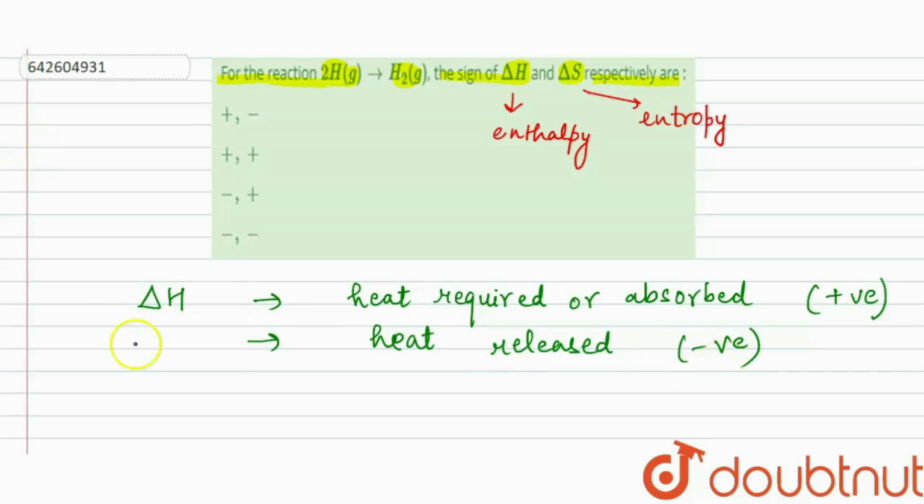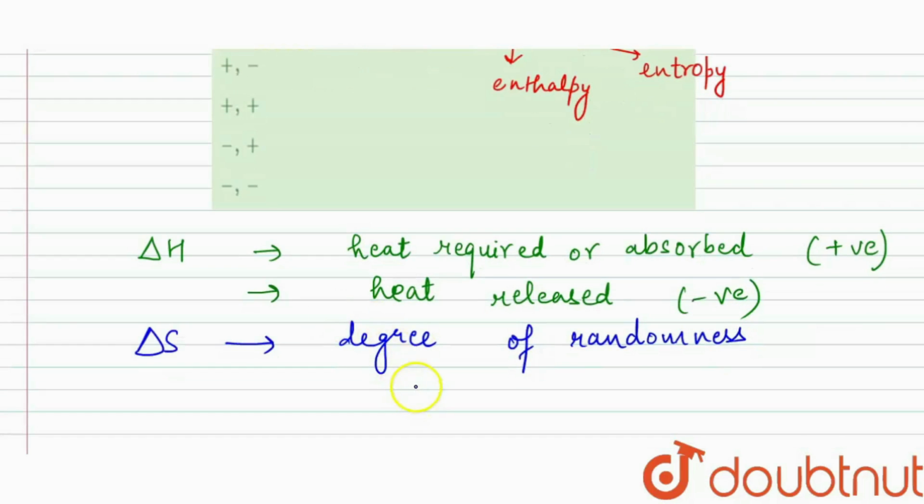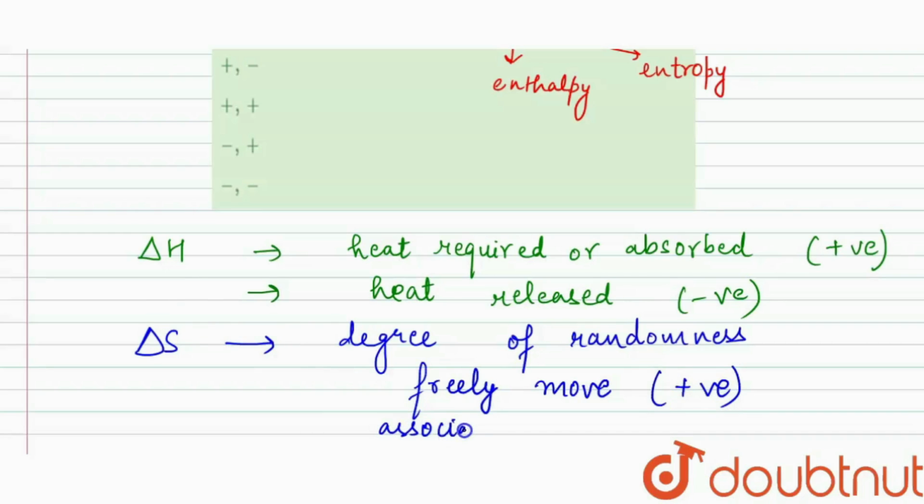Now if we talk about delta S, it is our entropy, it means the degree of randomness. Now what do we mean by degree of randomness? It means that if the particles can move freely during the reaction, then our delta S will be positive. If there is association in the reaction, like some main product formation takes place, then our delta S will be negative.